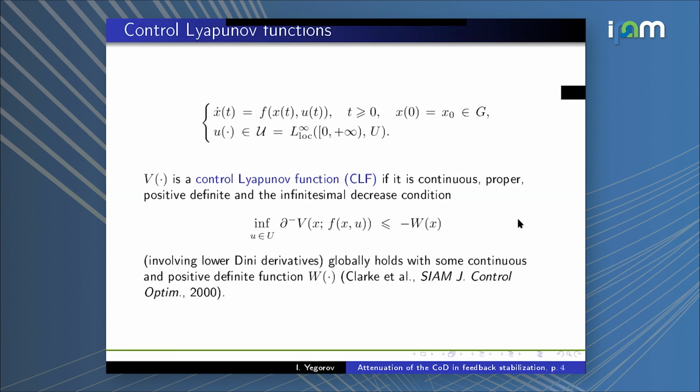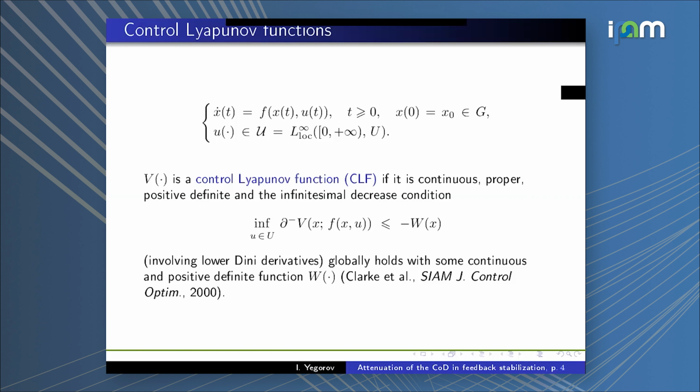What does this condition basically mean? It means that at each state there is a control such that our function would decrease along the trajectories of our system. Also, control Lyapunov functions may be non-smooth. So instead of writing just an ordinary gradient, we have to include the Dini derivative, which is an extension of the concept of directional derivatives. So this is the definition of control Lyapunov function.